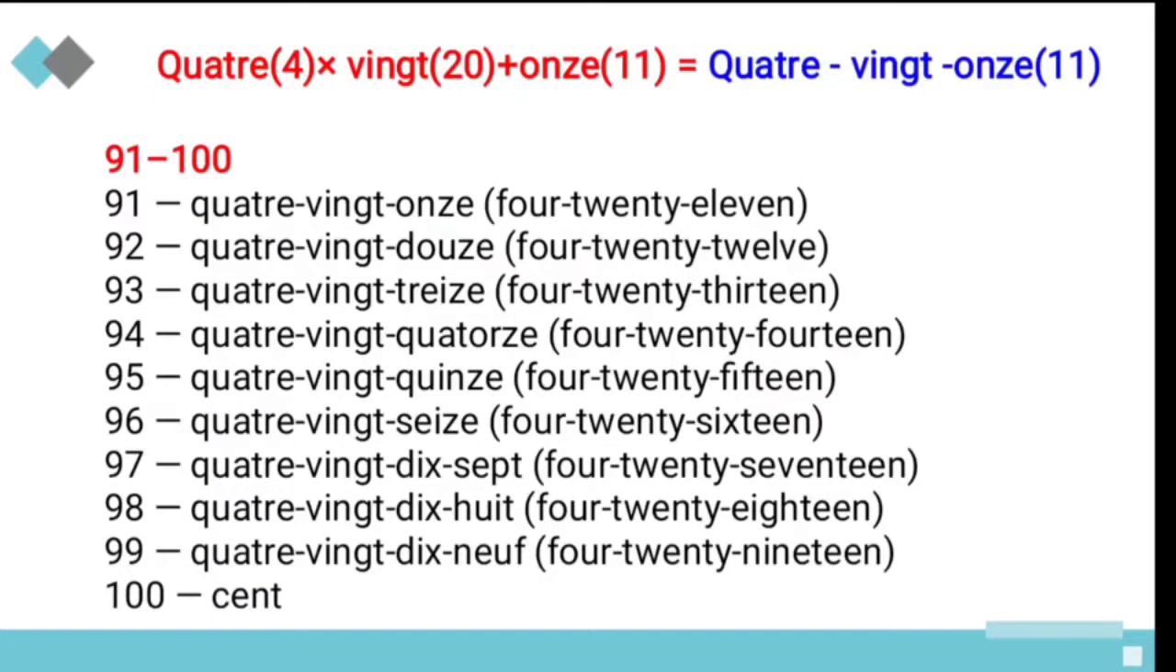And 91 to 100, 4 times 20. Here you have to use the numbers from 11 to 19 with 80. So 91 is 4 times 20 plus 11. And next 92, 93, 94, 95, 96, 97, 98, 99, and 100 is cent. So this is all about the numbers.